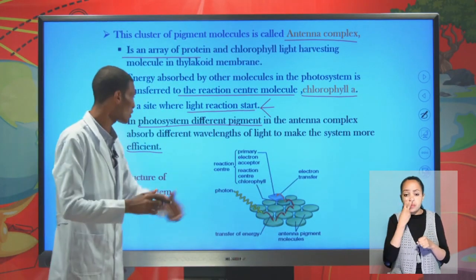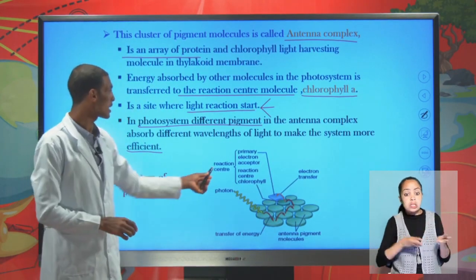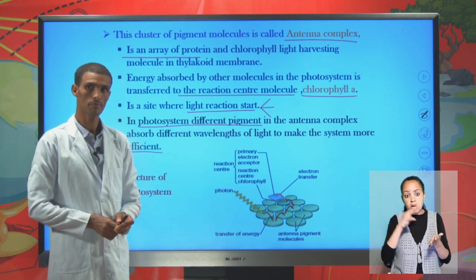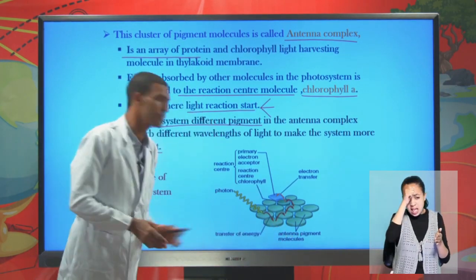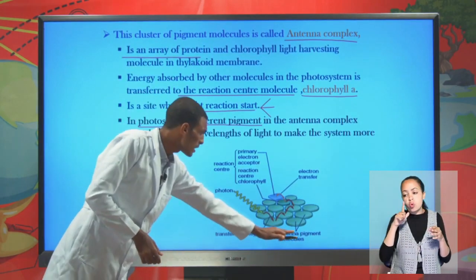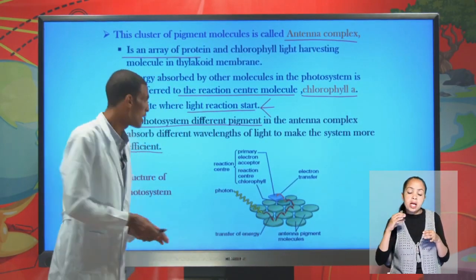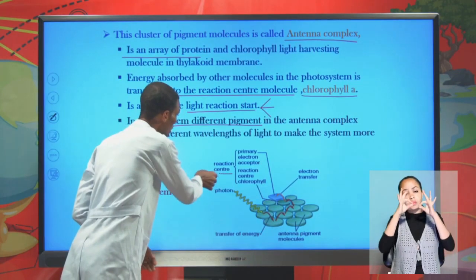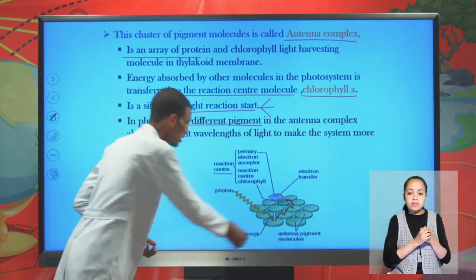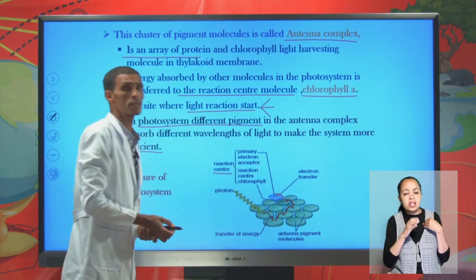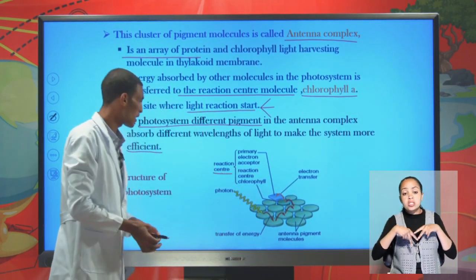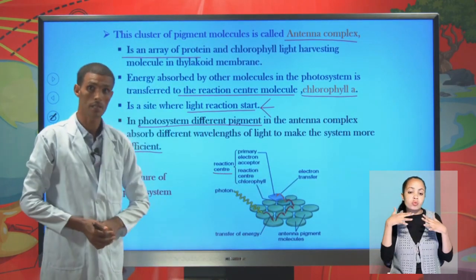When we see the structure of the photosystem, there is a reaction center molecule. The energy captured by this antenna complex molecule, where pigment and chlorophyll molecules are found, becomes transferred to here. So here, the antenna complex is present, electron transfer is present, the reaction center is present, energy transfer is present.